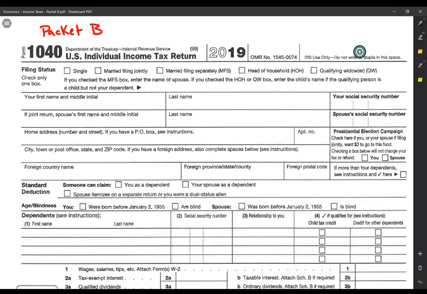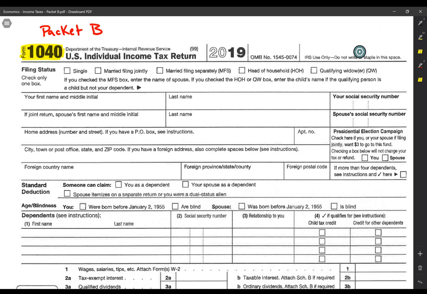All right. So this first form is called the Form 1040. This is going to be like the backbone to your tax filing. Most people all start off with a Form 1040. And there are different types, but we're just focused on the regular type of form, the standard form, right? So filing status. There are a lot of filing statuses here.